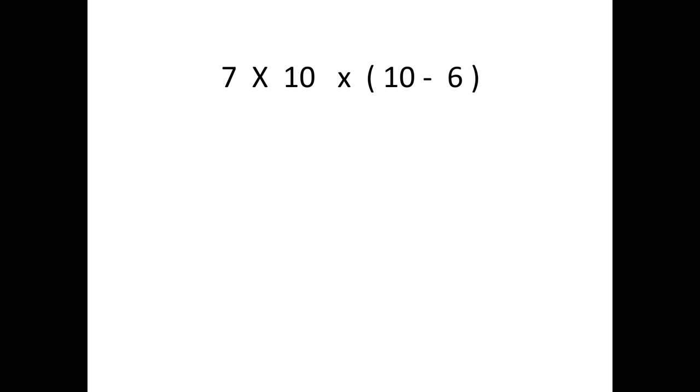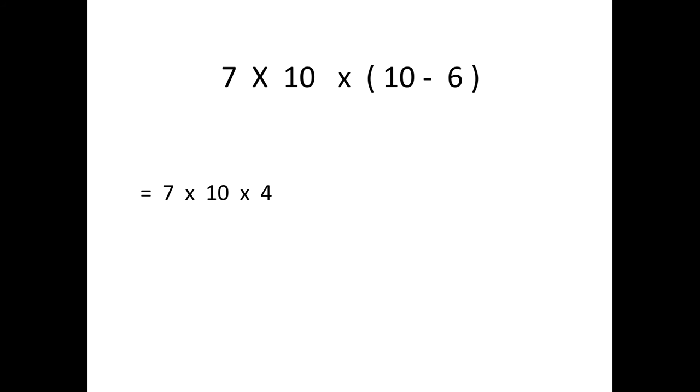What to do first? The brackets. So I will leave the first 7 as it is, the multiplication as it is, the 10 as it is, and the other multiplication as it is. And I will do 10 minus 6. 10 minus 6, it will give you 4. So this is what I got in the first step. What to do now? It doesn't matter. Anyway, I have multiplication here and here. So do any of them first and then complete the other one.